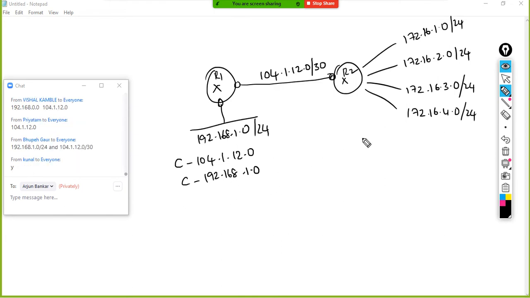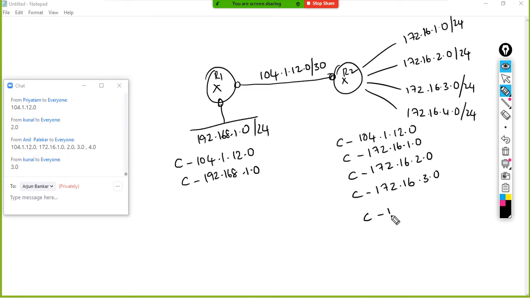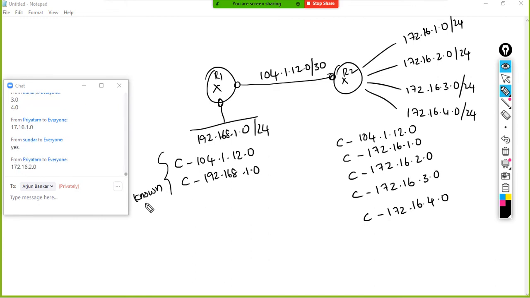Yeah. Now let's go to router 2. What are the connected networks as per router 2? The connected networks are 104.1.12.0. Then after that 172.16.1.0, then 172.16.2.0, then 172.16.3.0, then 172.16.4.0. Understand guys, everybody? Now these are the known networks as per router 1, and these are the known networks as per router 2.